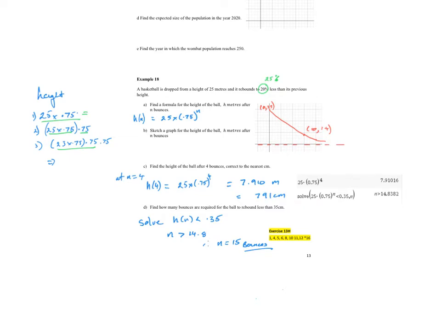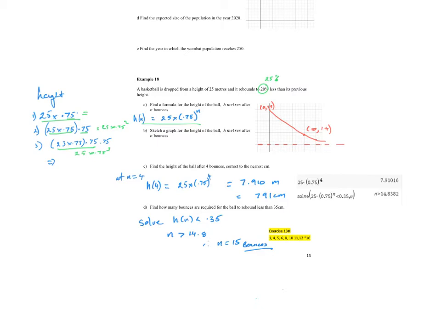So you can see that after one bounce, 0.75 times 25. After two bounces, 25 by 0.75 squared. After three bounces, 25 by 0.75 cubed. Which leads us to the height of the ball at any point in time is 25 by 0.75 to the n. Right, so I think that's the most challenging part.